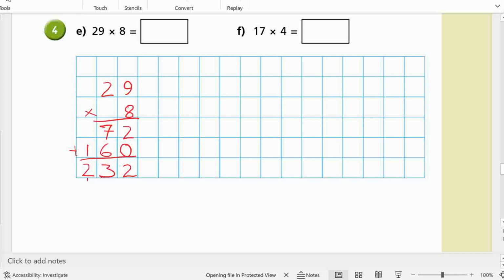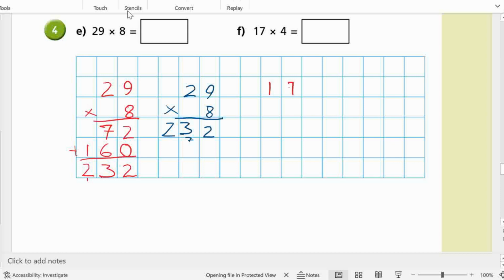Okay, so now if we use Danny's method, again we have to do 8 times 9. 8 times 9, 72. Okay, so we carry the 7. 8 times 2, 16. 16 plus 7, 23. So you can see you need to be pretty good at multiplication in order to do these. Yeah, you need basic multiplication.